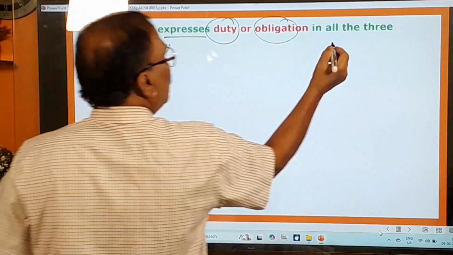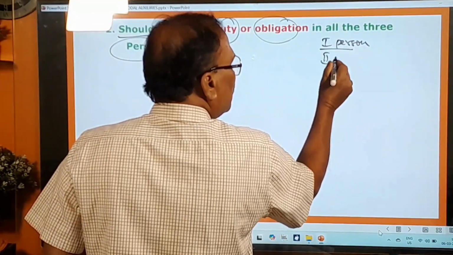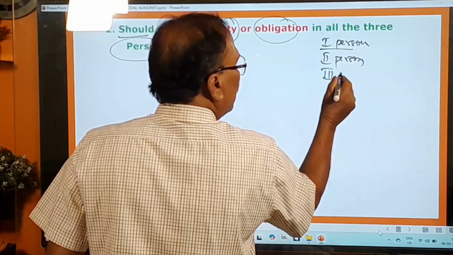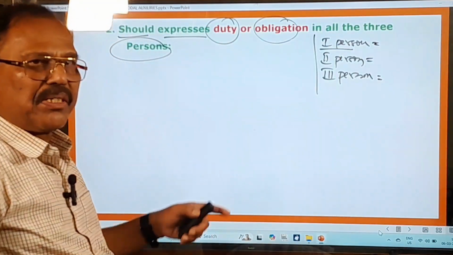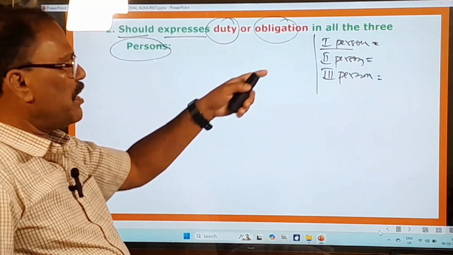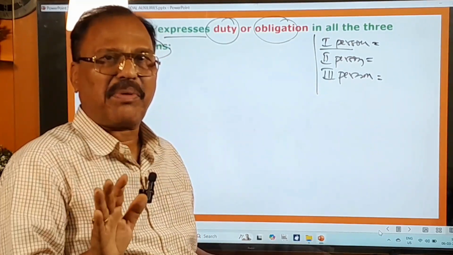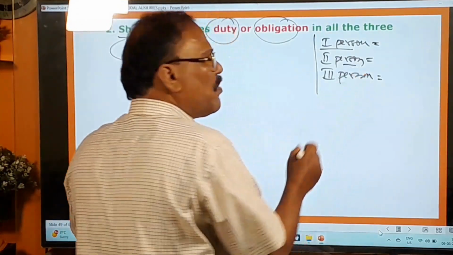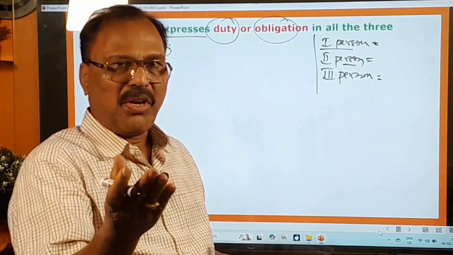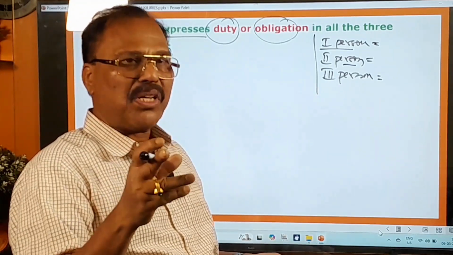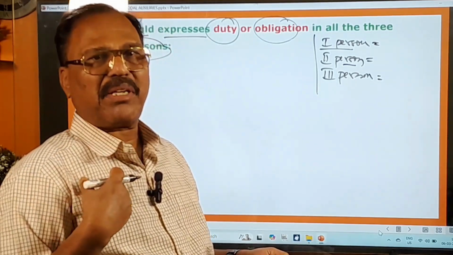In all the three persons means what? We have three persons in the English language: first person, second person, third person. First person means the one who speaks. Evadu maatladte vade first person. And second person means the person spoken to. Evadito maatladte vade second person. If I speak to you, I am the first person, you are the second person. If you speak to me, you become the first person, I become the second person.